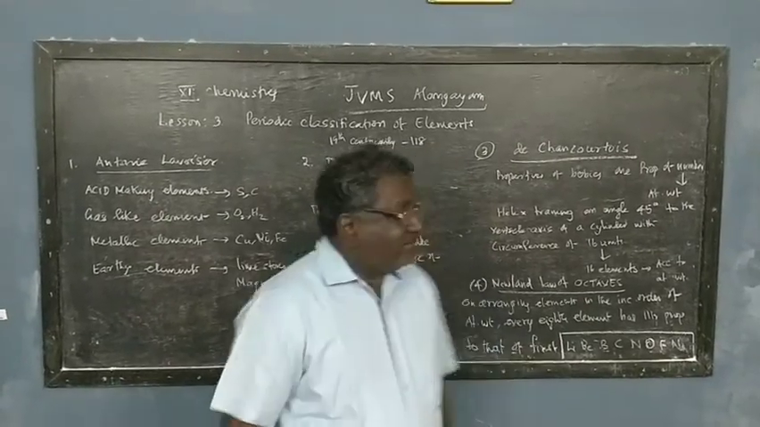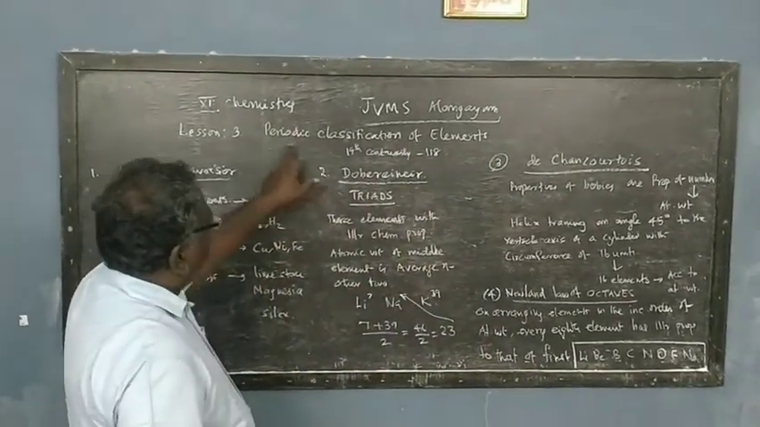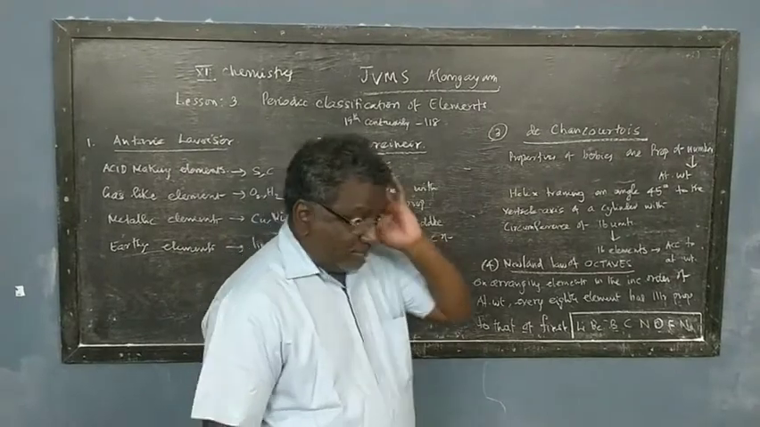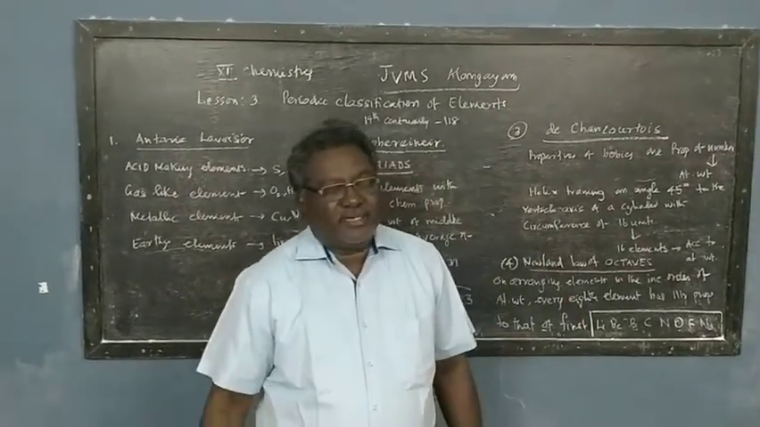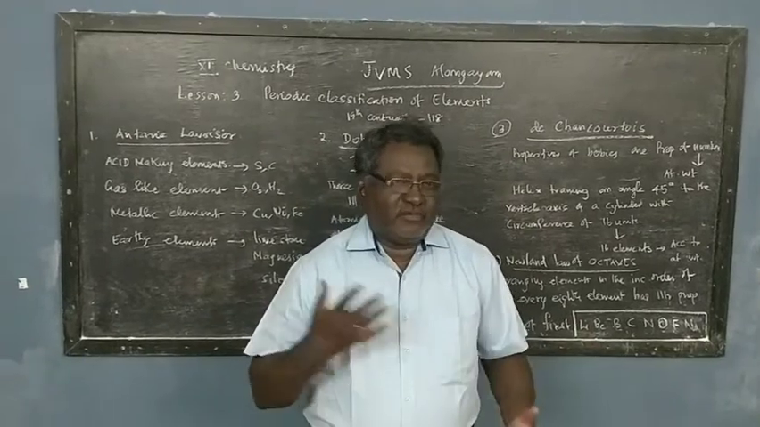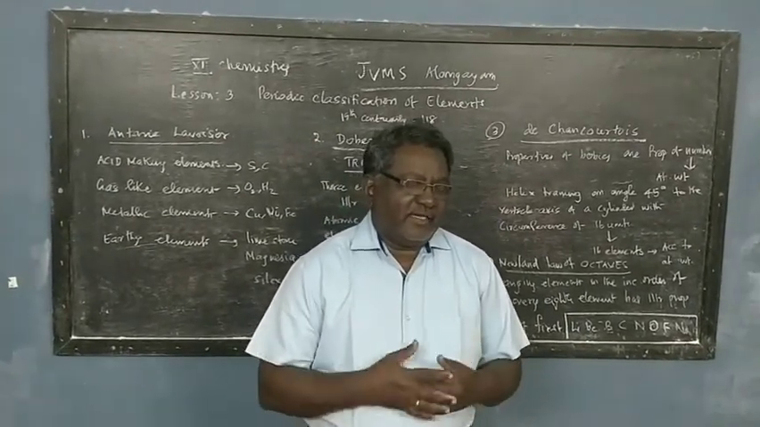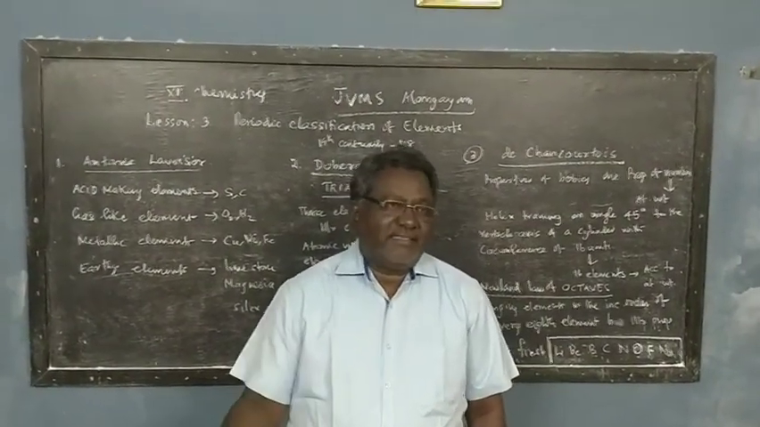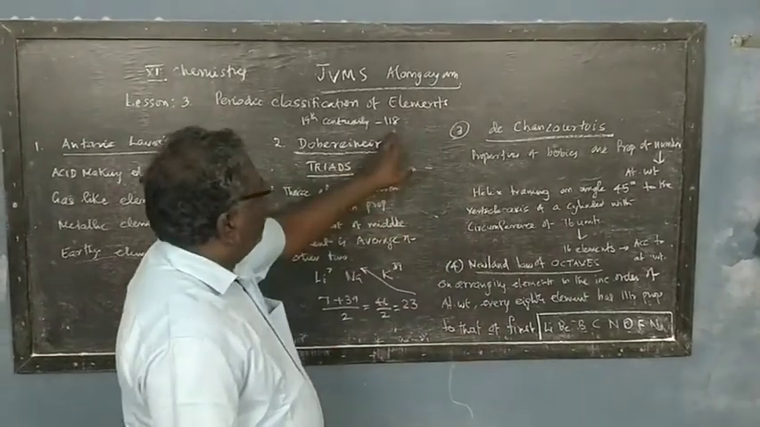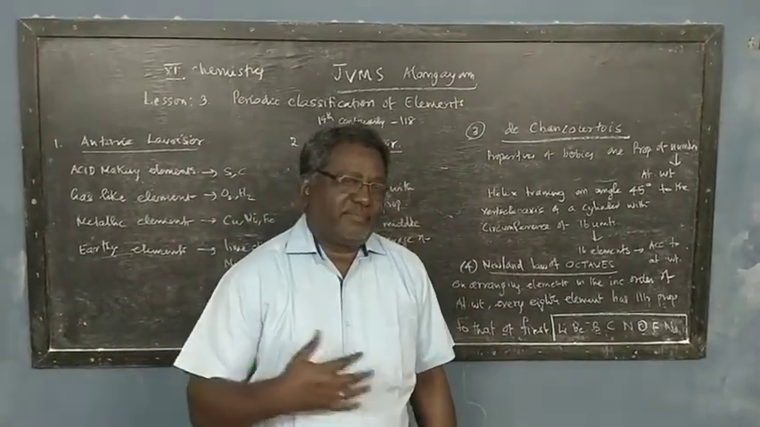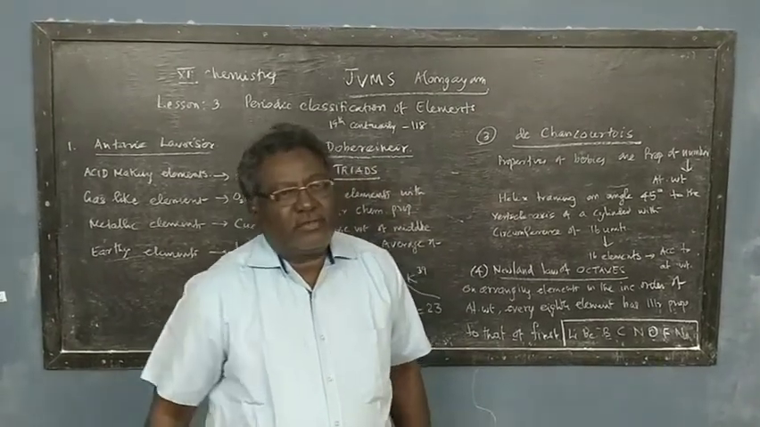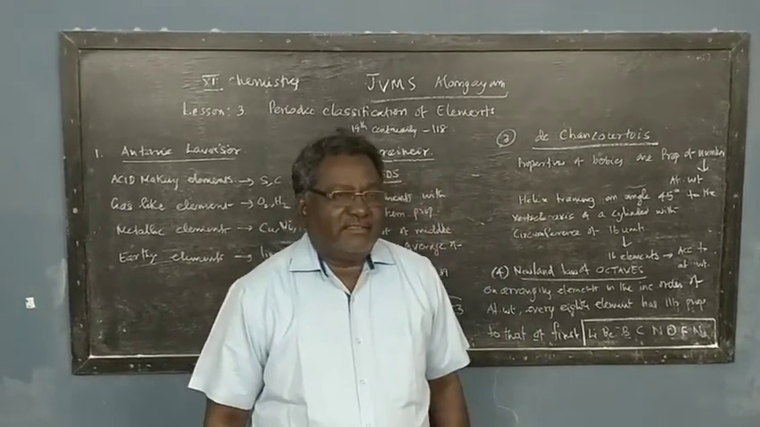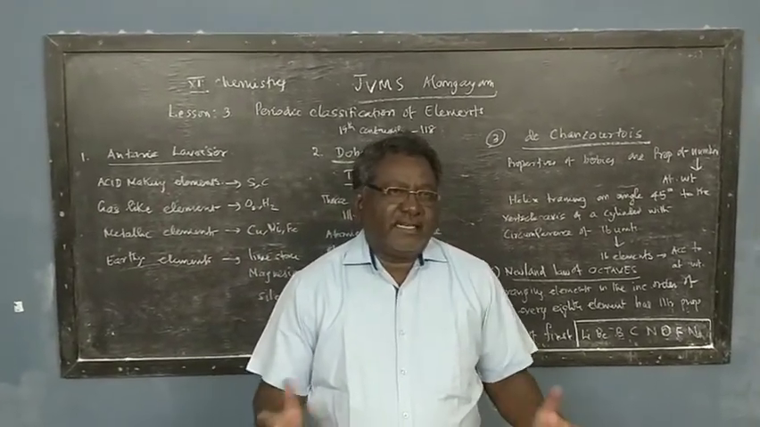Right? Now the third lesson that we are taking up is periodic classification of elements. Right from the day of creation of this world, there are different elements which are existing in the world, and man is trying to discover new elements. As it kept on being discovered, it is found that by 19th century, at least there are 118 elements which were discovered. Out of that, 92 elements are natural elements, and the rest of the elements are artificially created elements, synthetic elements rather.